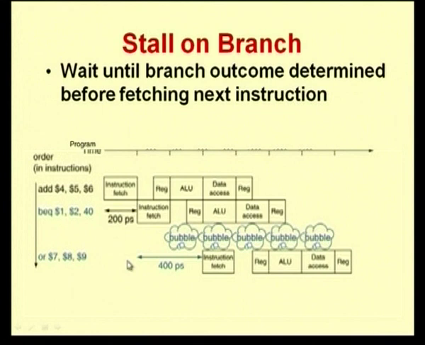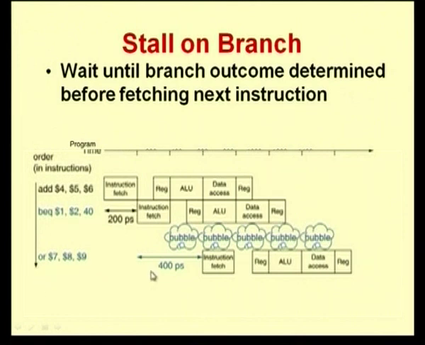Okay, so you can see what is happening here. So I have an add instruction, some $4, $5, $6, and then I have a branch equal which is comparing $2, $0, and then we'll branch to the correct address, 40. Now I have another OR instruction which is following that. So can this OR instruction start in the next clock cycle?